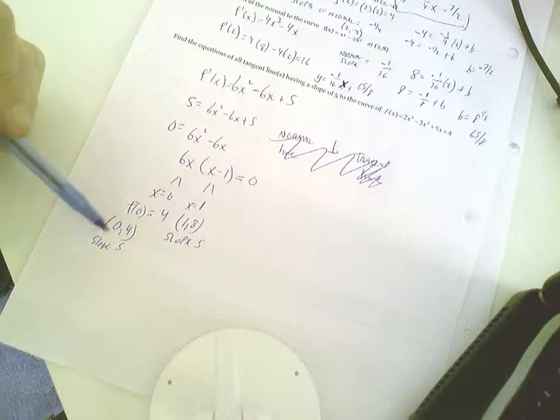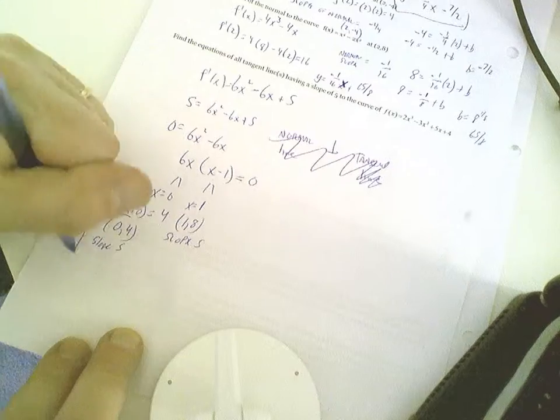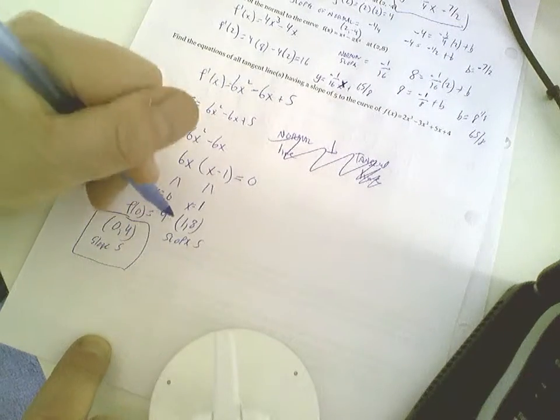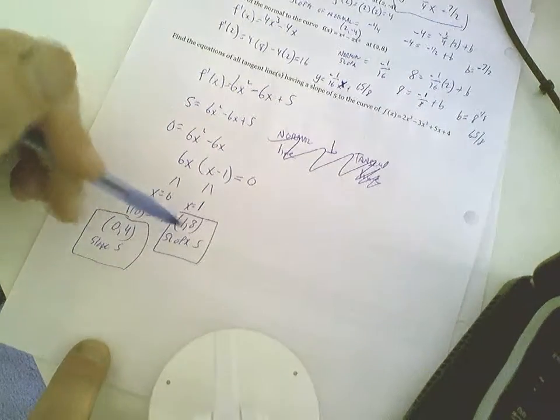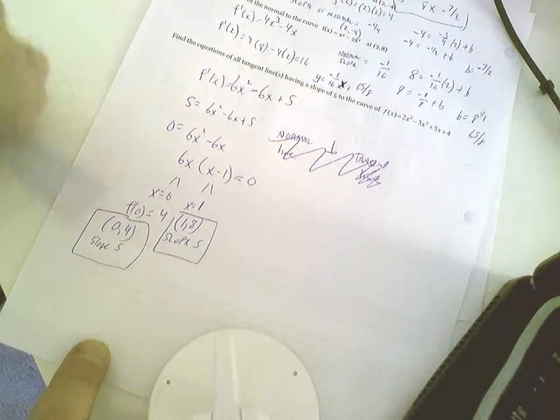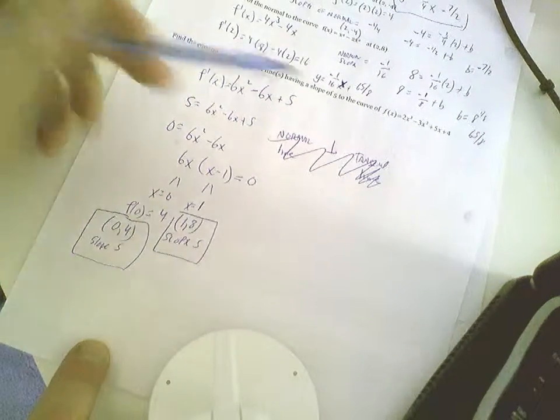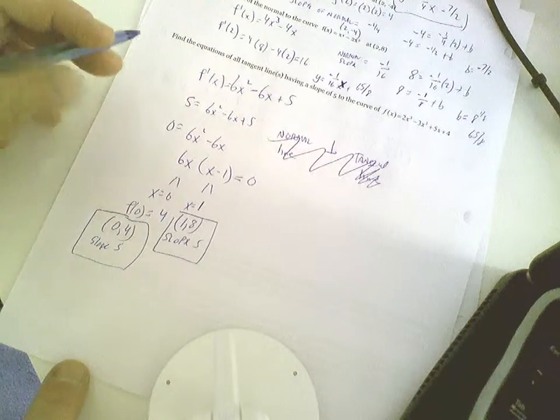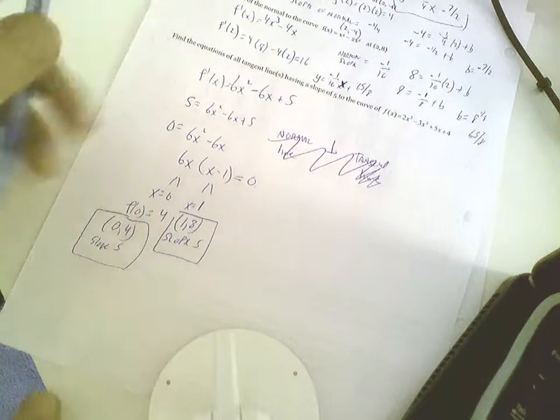So I'll let you finish out the video. All you need to do is develop the equation of a line with a slope of 5 that goes through (0, 4), and the slope 5 through (1, 8). Build the equation for that. There are 2 different tangent lines to this curve that will have a slope of 5. And you'll be able to build the equations because you know the points that they go through.